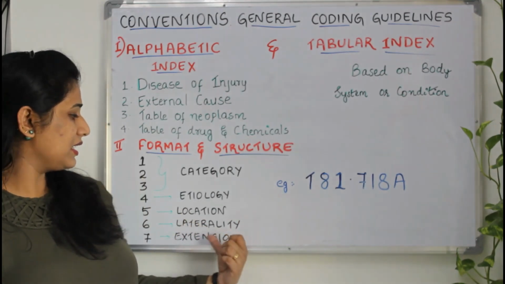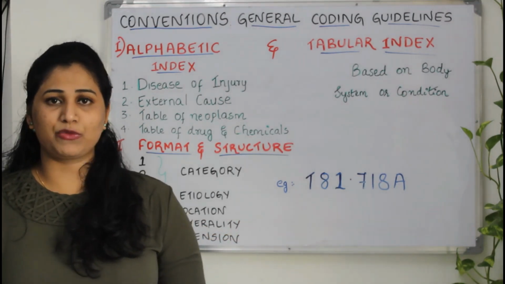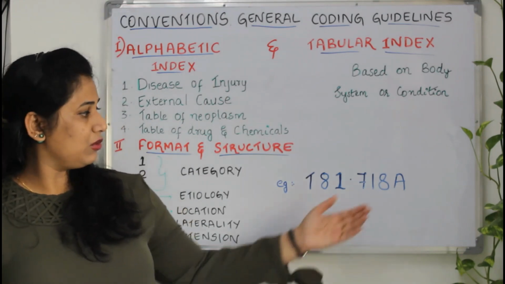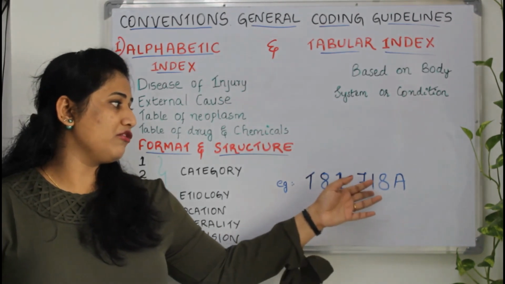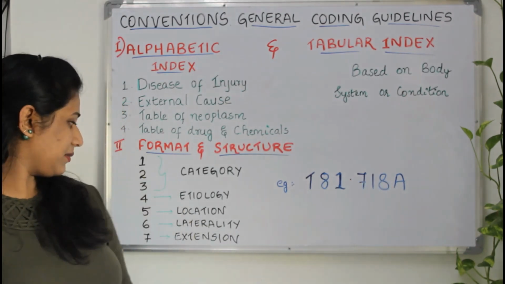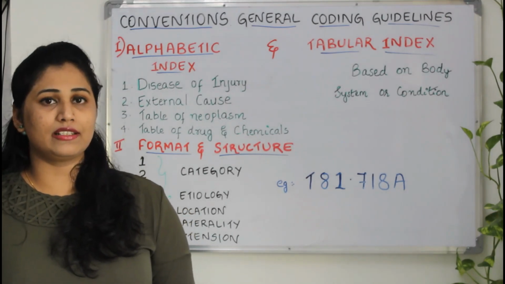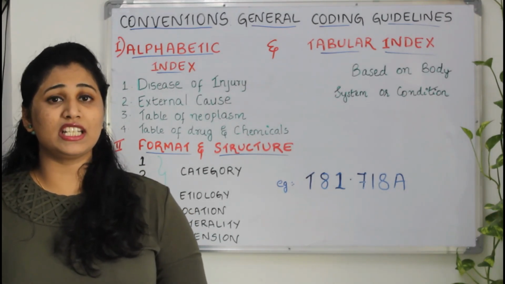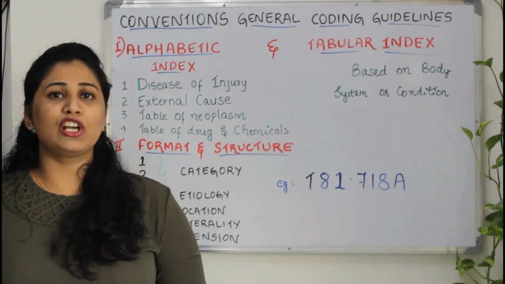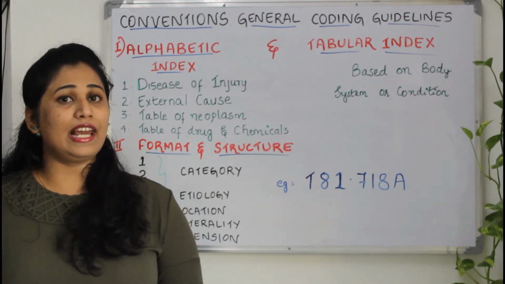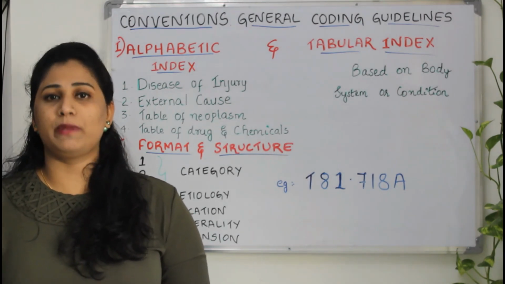In the sixth place, it comes as the laterality. Laterality means whether it is right or left. Now you will ask what is the difference between the fifth and the sixth character. The fifth character says the location, that means in which anatomical portion that particular condition is affected, and laterality gives you more specification.